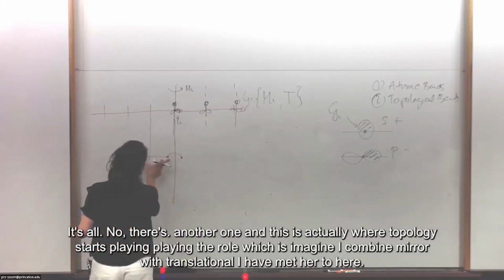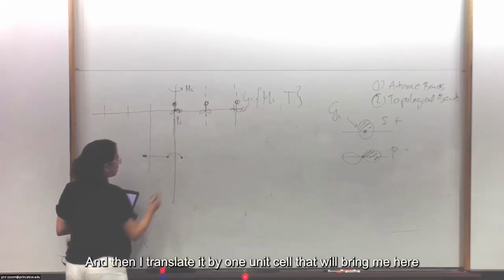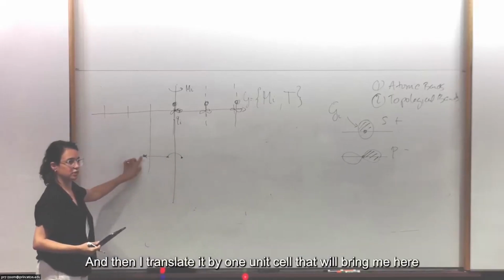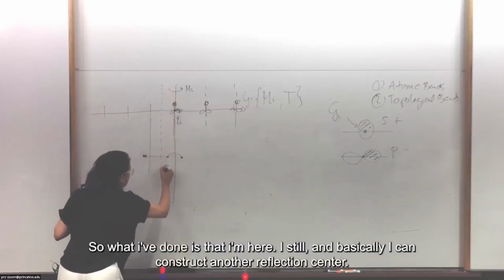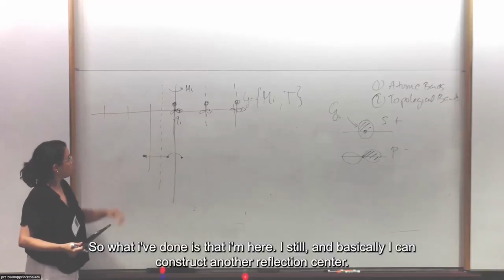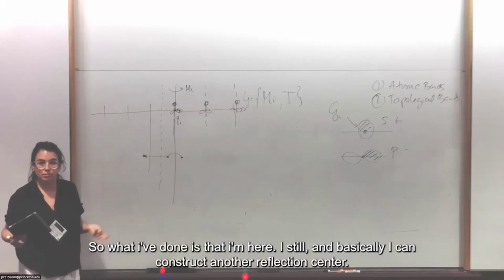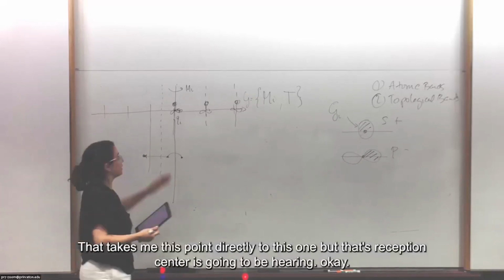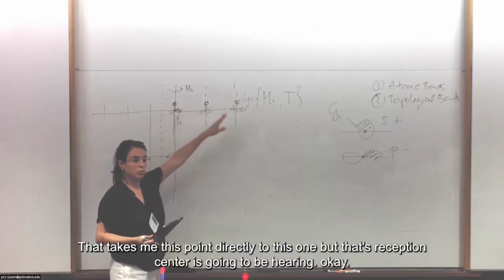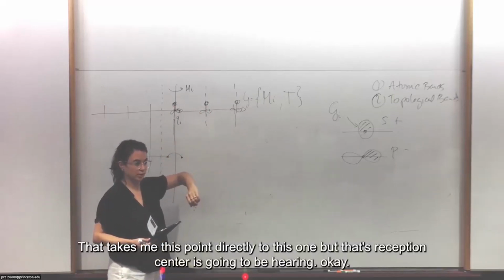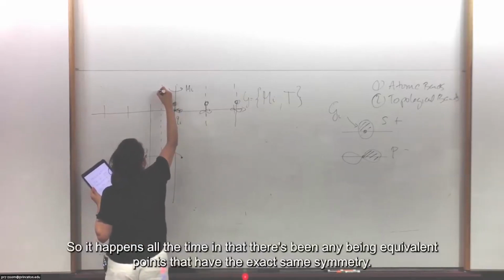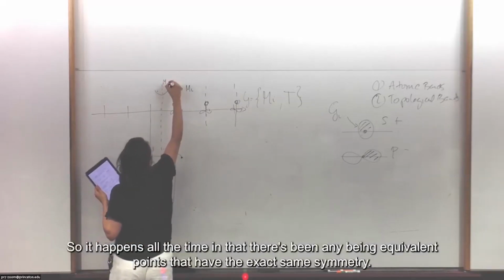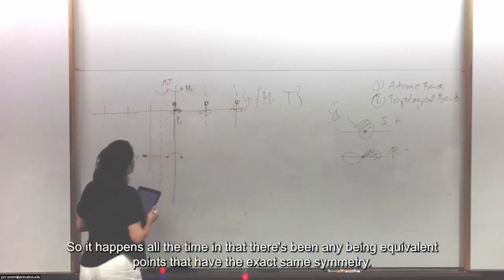So what I've done is that I mirrored, I can construct another reflection center that takes me this point directly to this one. But that reflection center is going to be here in between. Okay? So it happens all of the time in crystal lattices that there's many inequivalent points that have the exact same symmetry. So this mirror here will be a combination of a mirror and a translation.